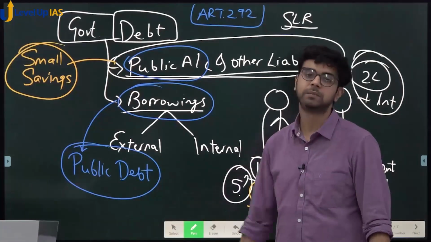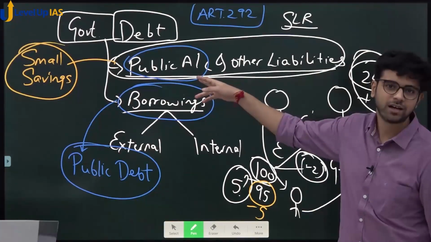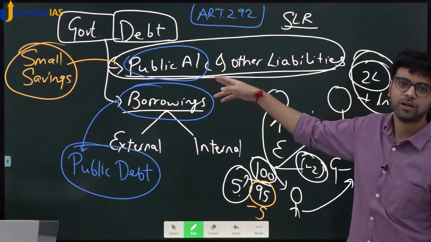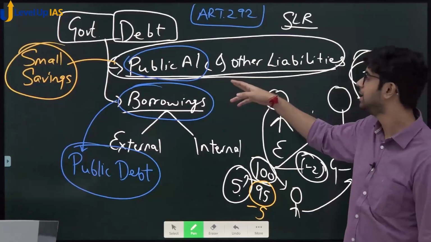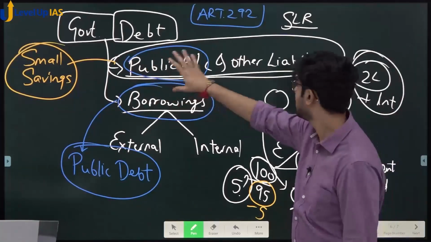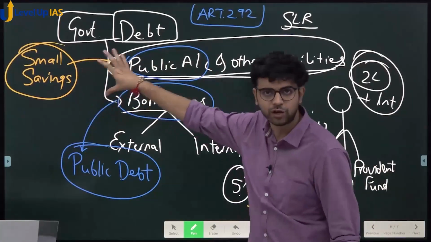So they are debt of the public. We are playing internally only. Government is taking away from the salary chore. Government is taking bits and pieces of salary and playing with this. These are small savings. These are other liabilities. This is public account. Forget this for now.